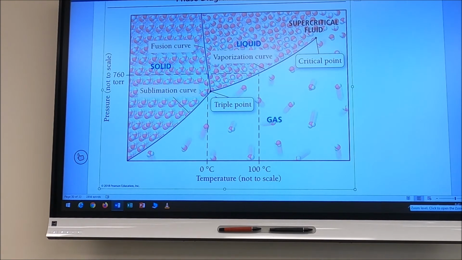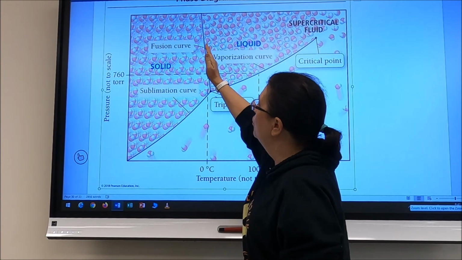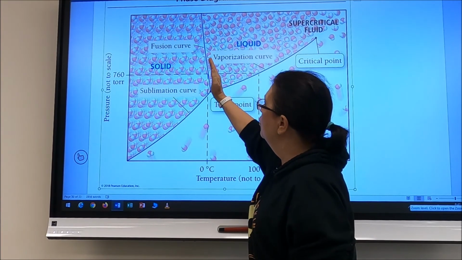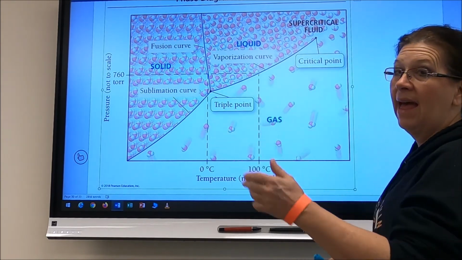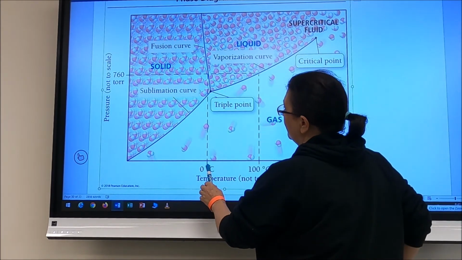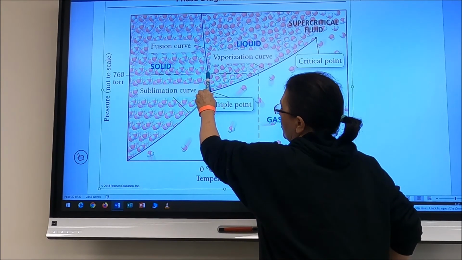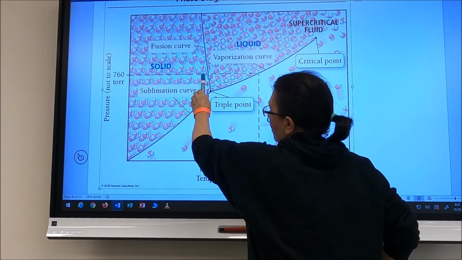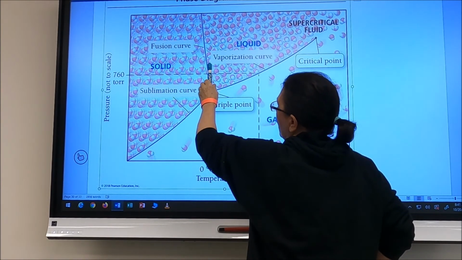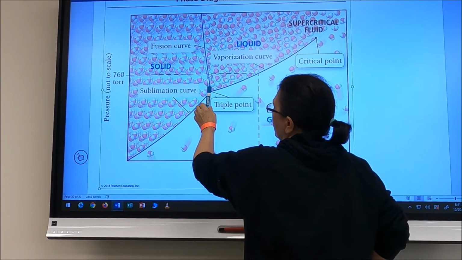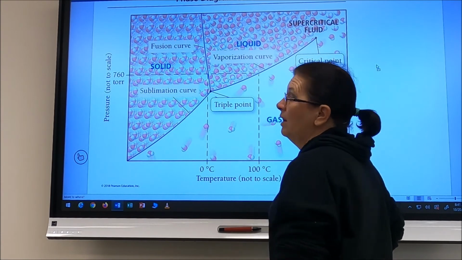Now we're going to talk a little bit more about this in a second, but one of the things I want to point out here is the fusion curve. Notice that the fusion curve here tilts a little bit back to the left. So notice at 0 degrees C, as I come up here, 760 torr, we hit right there. If I increase the pressure, notice I've gone from a solid, and if I increase the pressure, I go to liquid.